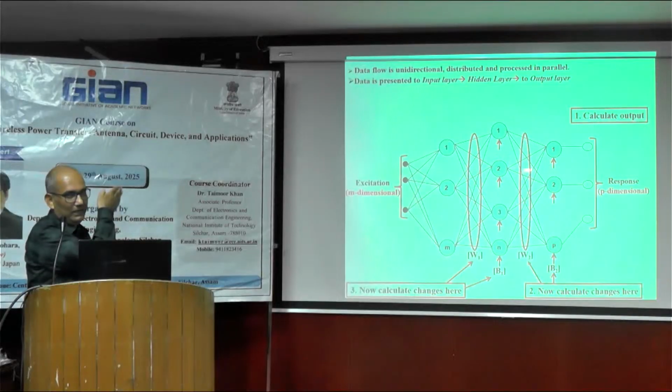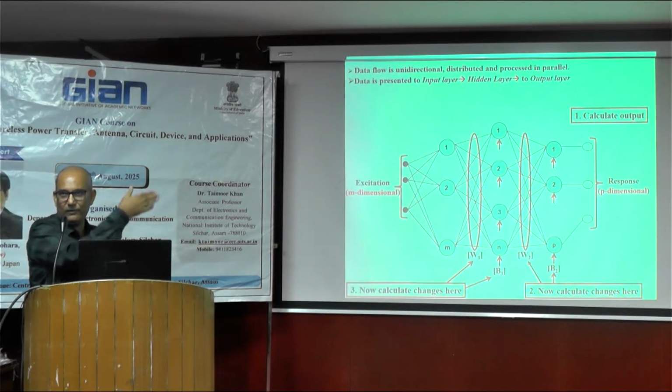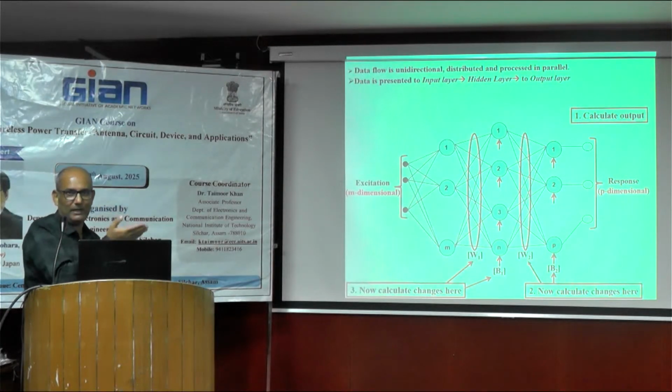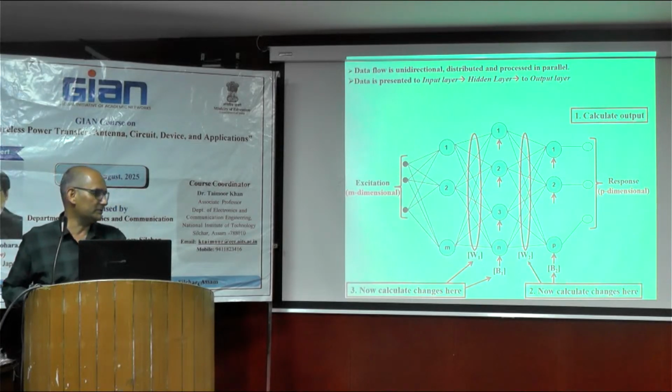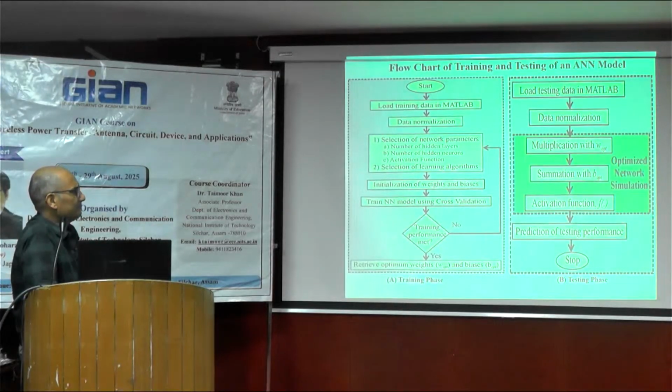Just see that data is flowing from left to right in this geometry, but error is propagating from right to left. That's why the term backpropagation algorithm, which we use in machine learning, comes into the picture. Now these are a few steps for calculating this in MATLAB, or it may be in Python or some other platform.